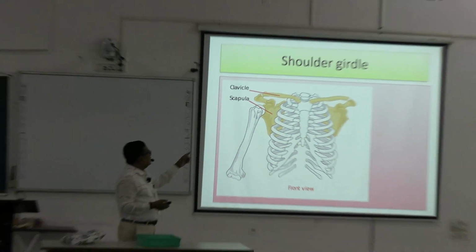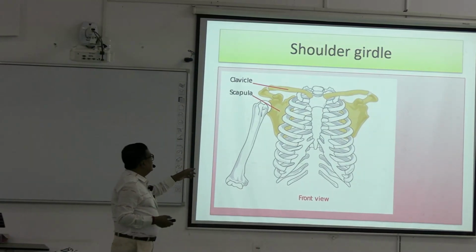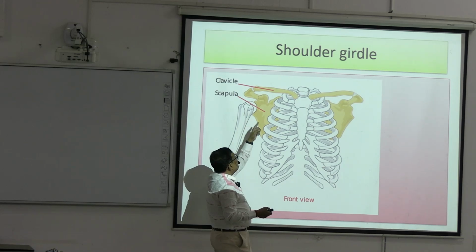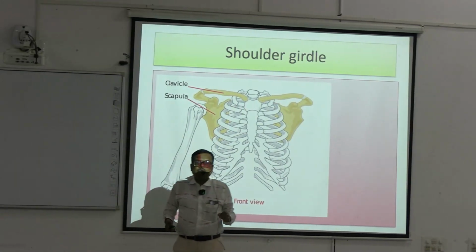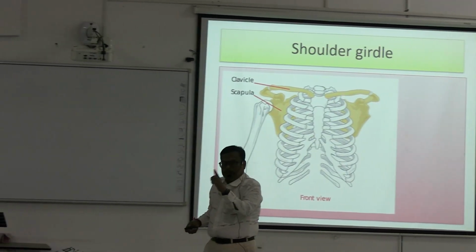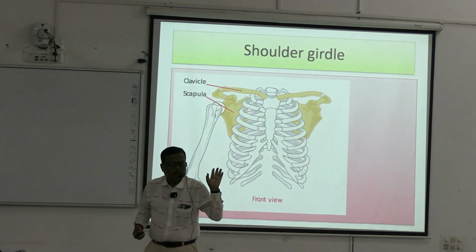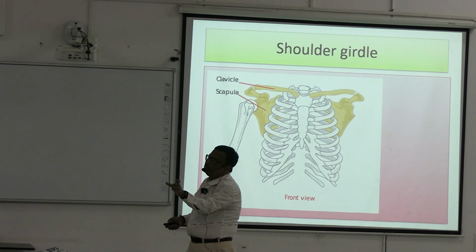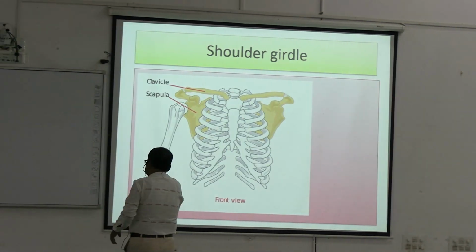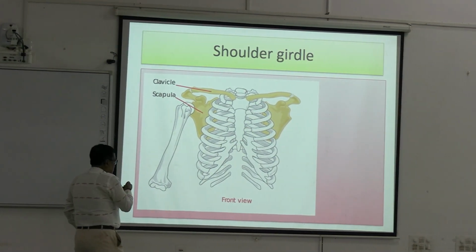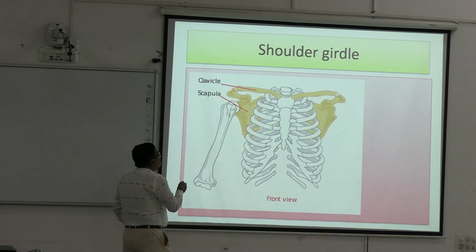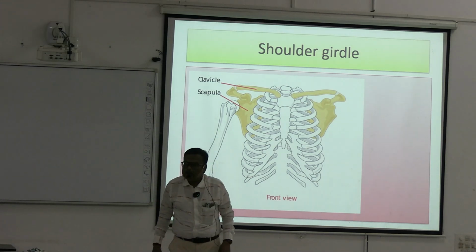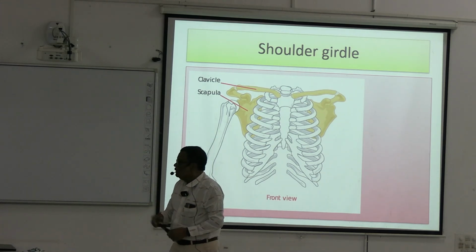And I am repeating again, the shoulder girdle. The shoulder joint and the acromioclavicular and sternoclavicular joints constitute the joints of the shoulder girdle. Make it clear: the shoulder joint is one thing and the shoulder girdle joints are another thing. This is the shoulder joint, and these two joints together constitute the joints of the shoulder girdle. Clear?